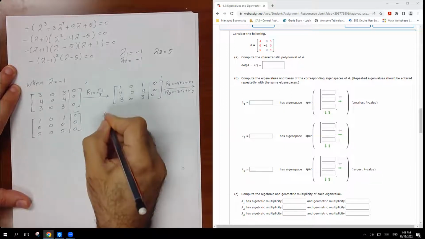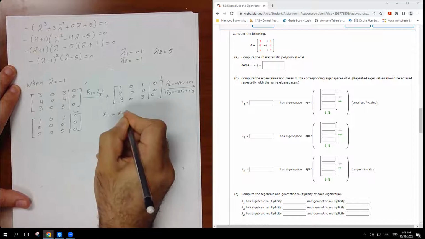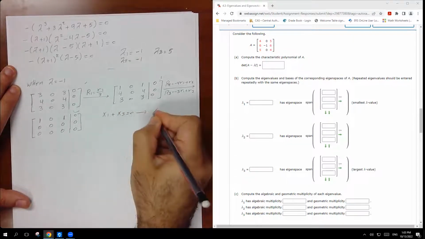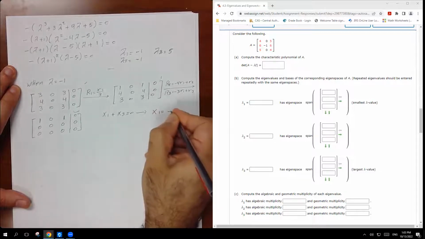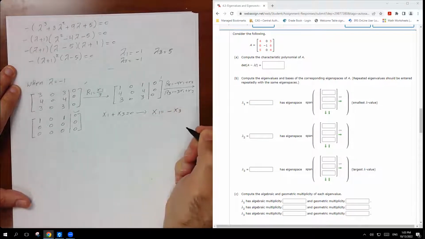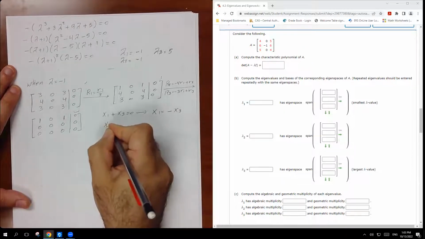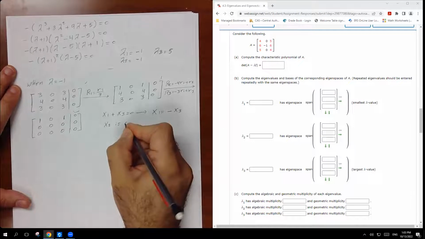That means x1 plus x3 is going to be equal 0. In this case, x1 is going to be negative x3. So x2 is any number.